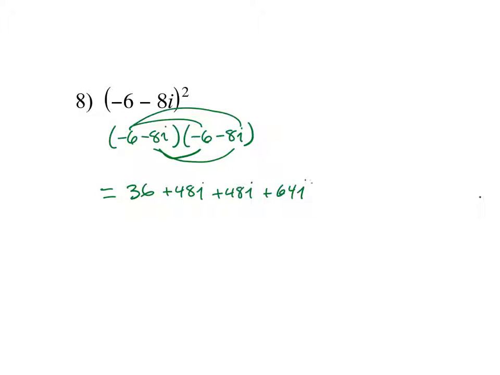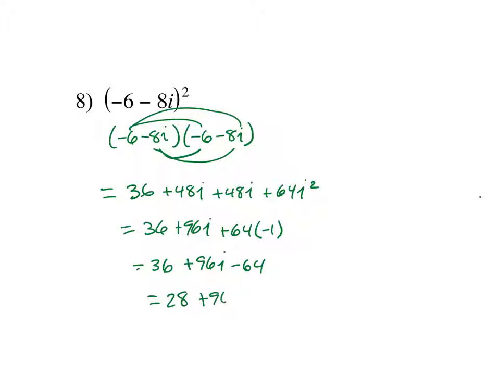64i squared. Again, so 36 plus 96i plus 64 times negative 1. So i squared is the same as negative 1. So 36 plus 96i minus 64. So this equals 28 plus 96i.